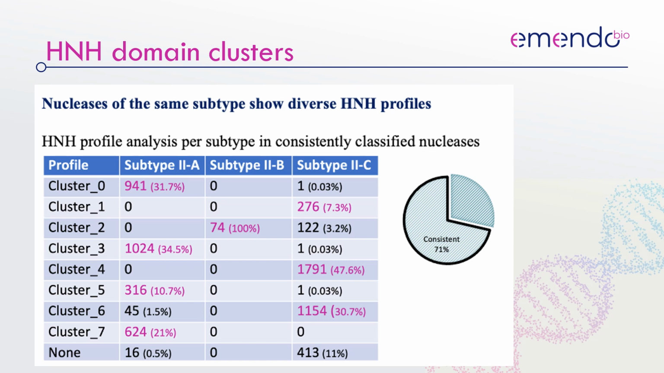Since the HNH domain is unique to type 2 nucleases and it's highly conserved, we tried to classify nucleases based only on their sequence. We used k-means for clustering HNH domain sequences, and we found that not only can this be done, but we also found subgroups within the same subtype with distinct profiles.